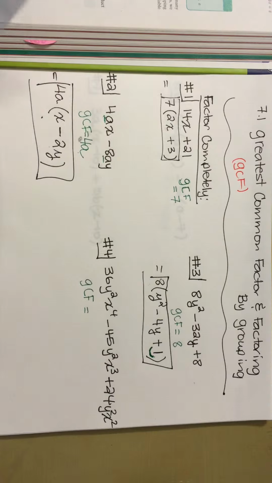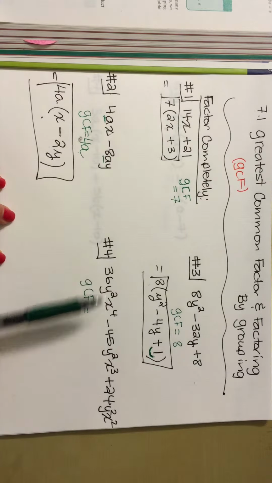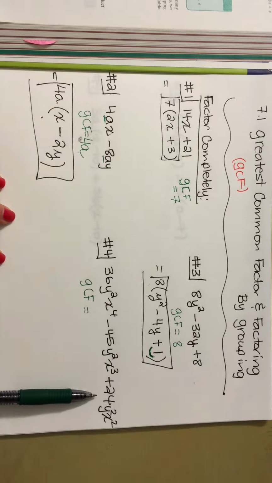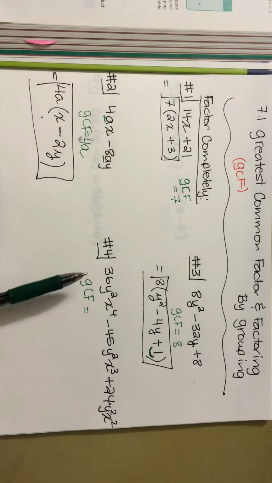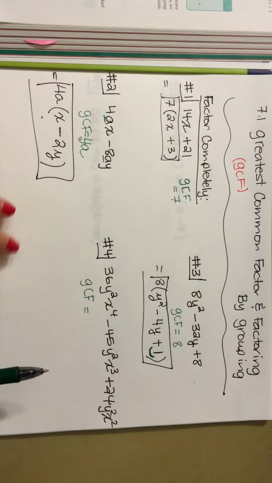Example 4. This one is a little bit more complicated because we have two variables, x and y. So the first thing is to figure out what the GCF is. So let's start with the numbers: 36, 45, and 24. What is the largest number that divides all three of them? It looks like it would be 3.